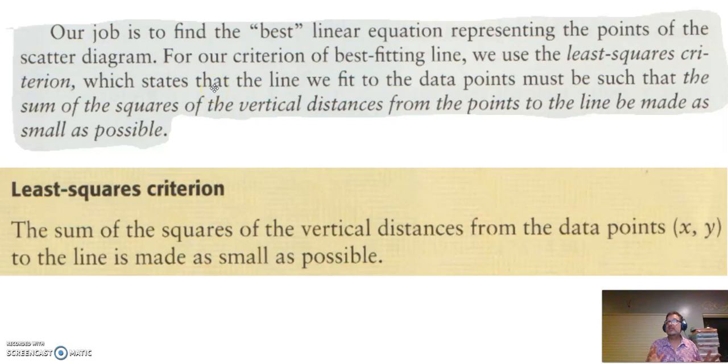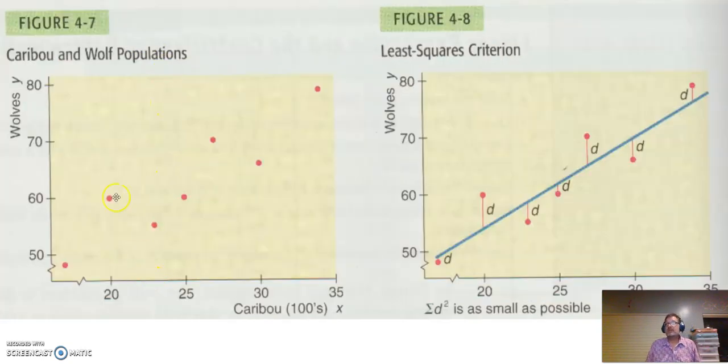So when we make these best linear equations representing our data points, we know my least square criterion is the right one when the sum of the squares of the vertical distances from my data points x and y to the line are as small as possible. What that means, if I give you a scatter plot, here's my scatter plot. You can see what it's doing, a wolf population and caribou population. I know this trend line is a good trend line when I take these vertical distances from each point to the line, I square them and I add them together, and that sum is as small as possible. That's my trend line. Okay?